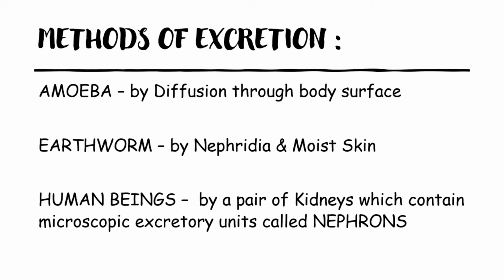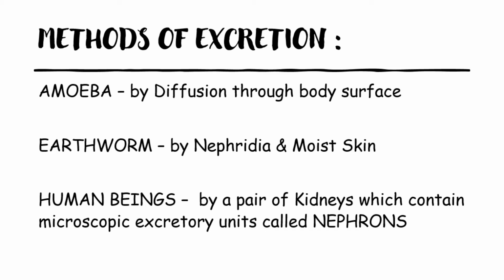In earthworm, tubular structures called nephridia are the main excretory organs. There are a pair of nephridia present on each segment. In addition to nephridia, moist skin of the earthworm also acts as the excretory organ.